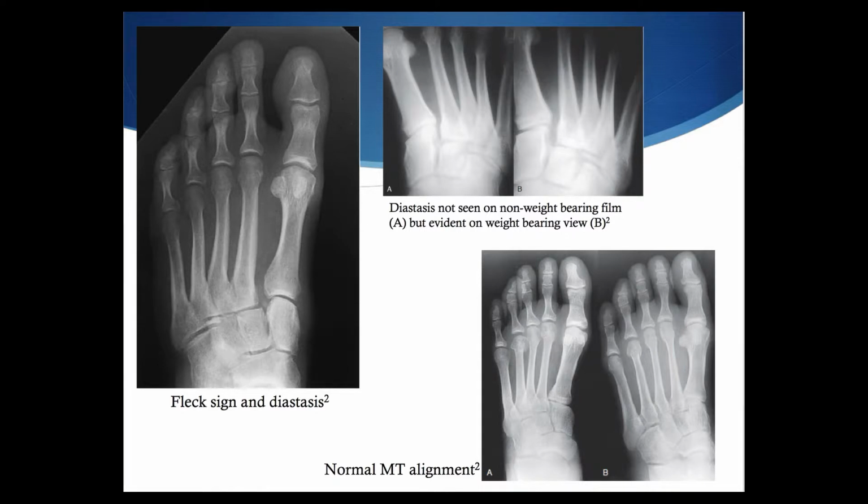Fleck sign, which is a small fracture off the base of the second metatarsal, is also something to look for, as well as dorsal displacement at the metatarsal base on the lateral view of the foot. Certainly a low threshold for further imaging in these cases would be appropriate, to search for occult fractures and/or soft tissue injury with CT and/or MRI. Important one not to miss and one to remember.